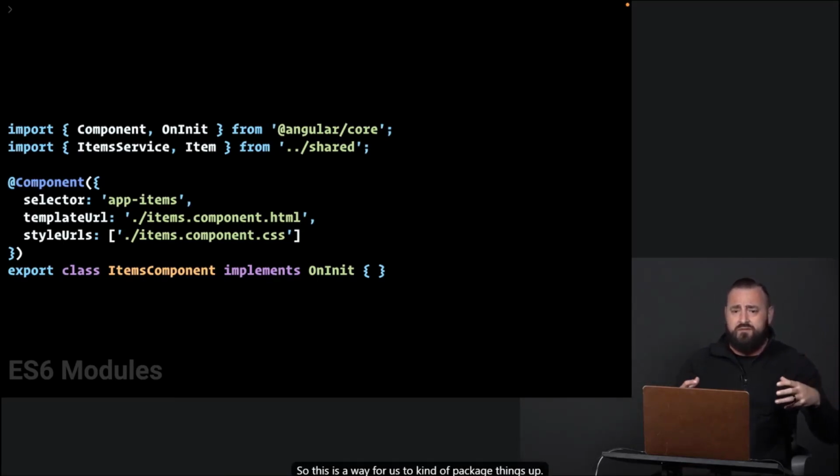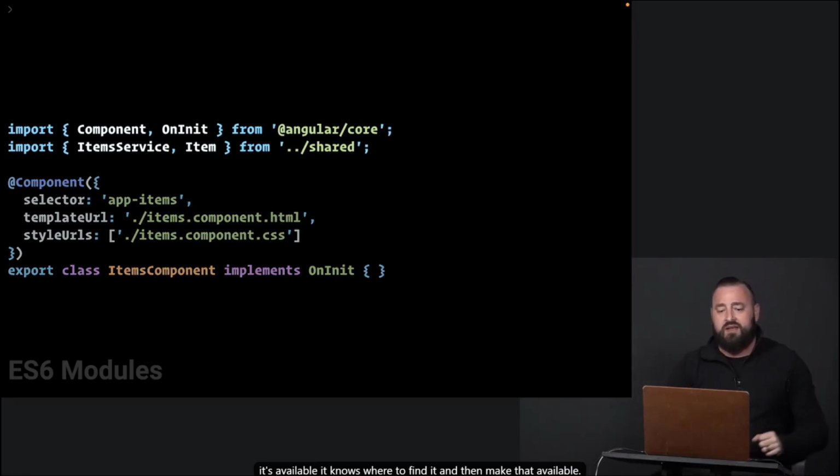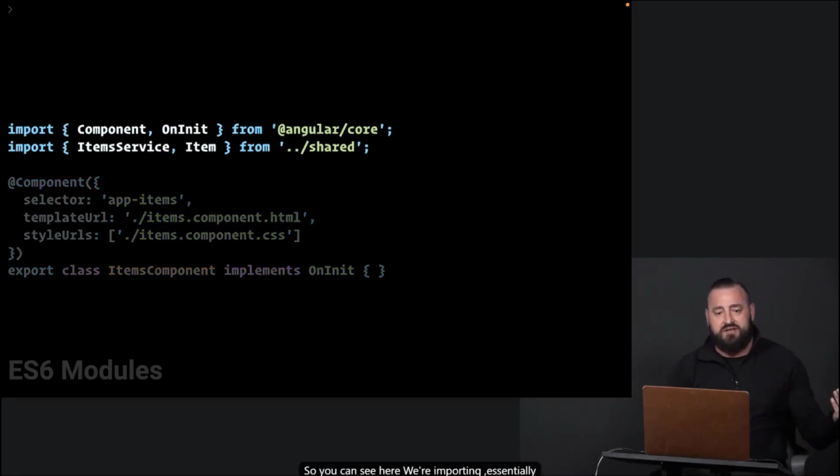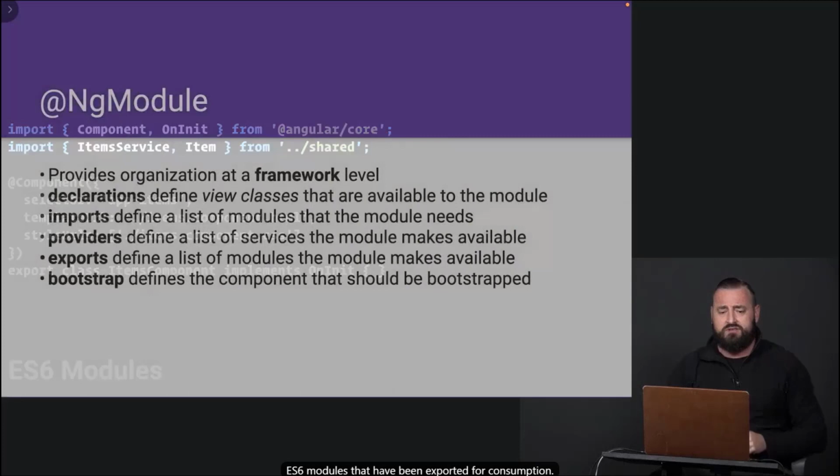So this is a way for us to package things up at a language level. So when it's compiled, it's available and it knows where to find it and then make that available. So you can see here, we're importing essentially ES6 modules that have been exported for consumption.